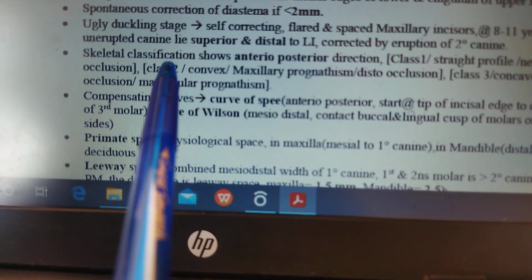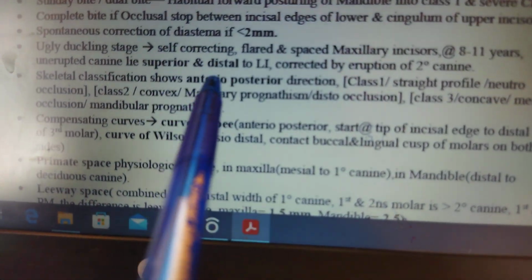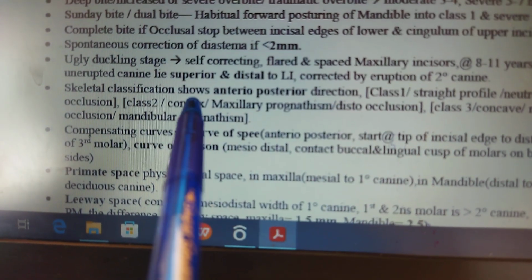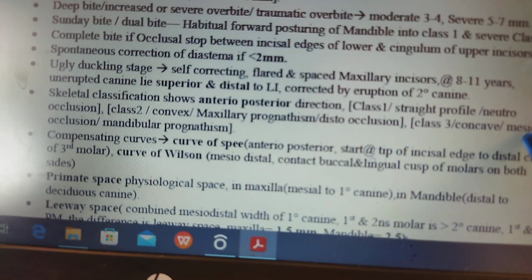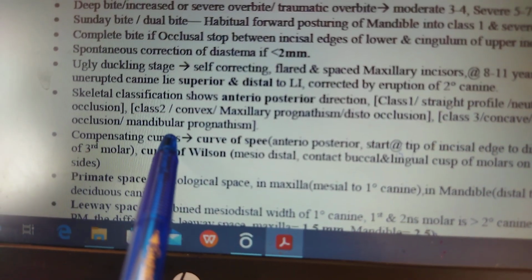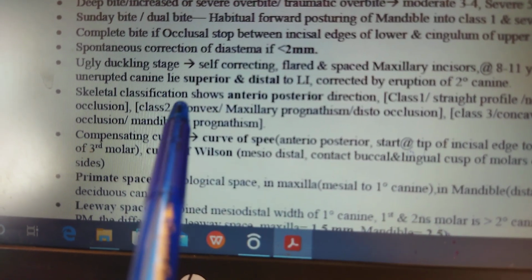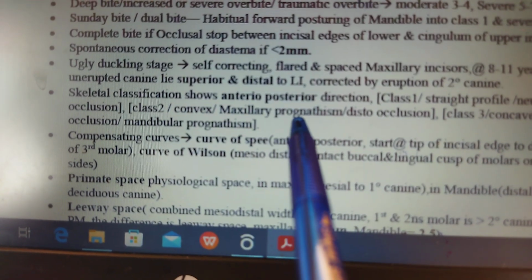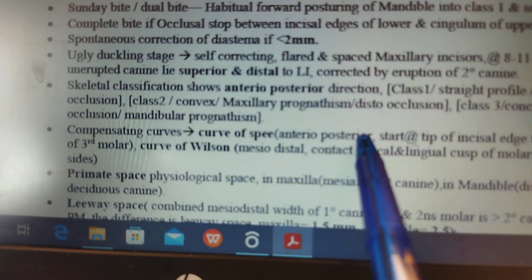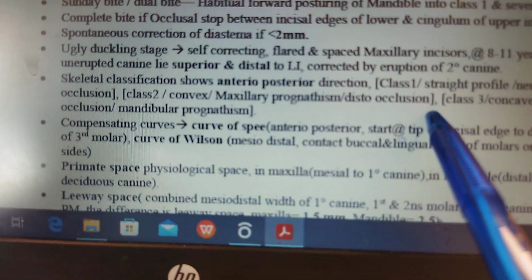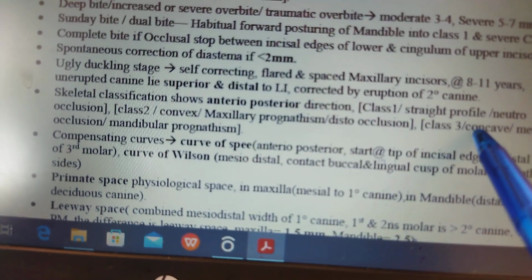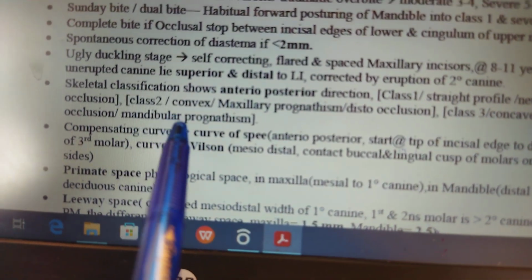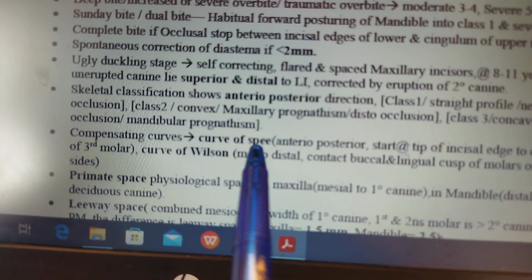A skeletal classification shows anterior posterior direction. Class 1 is a straight profile. It is also known as neutro-occlusion. Class 2 profile is convex and it is also known as maxillary prognathism or disto-occlusion. Class 3 is concave, known as mesio-occlusion or mandibular prognathism.